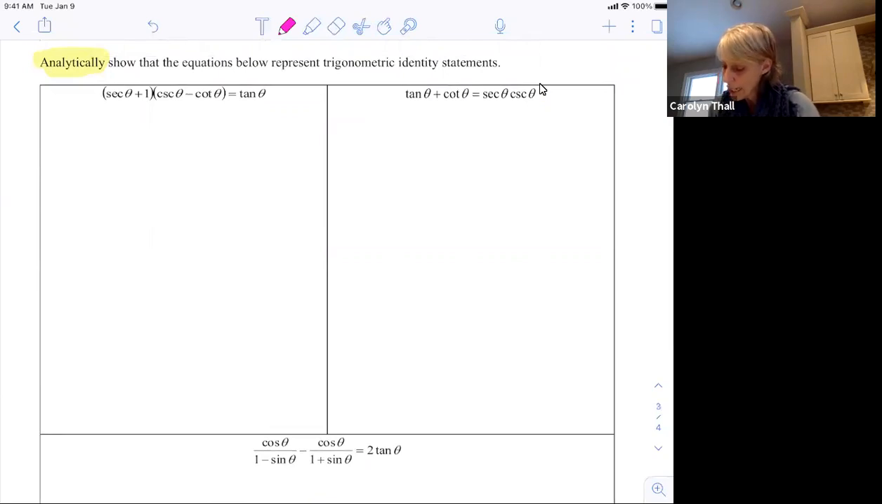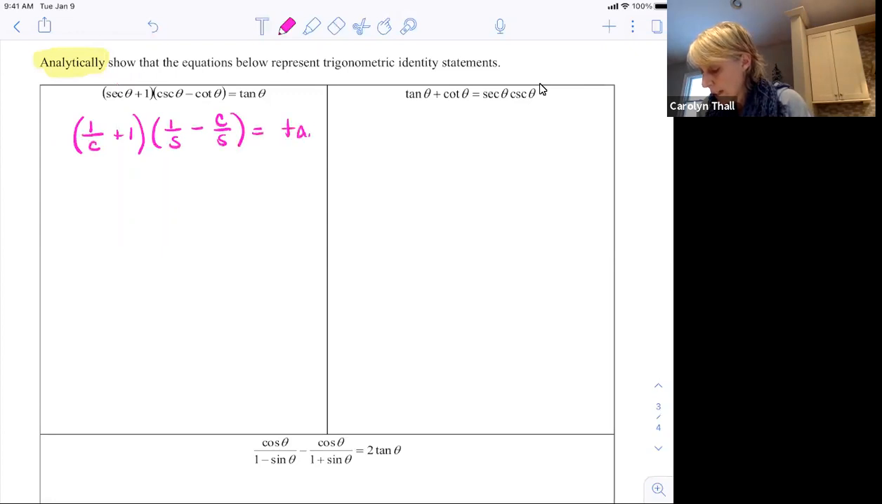Show that the equation, so secant theta, I want to look at the math. I have to FOIL that side. So I'm going to have first times first, secant theta times cosecant theta. Outside plus secant theta. Ugh, I don't want to do it that way. Let's rewrite this in terms of sines and cosines so it can be quicker. Secant theta is 1 over cos. Cosecant theta is 1 over sine. Cotan theta is cosine over sine.